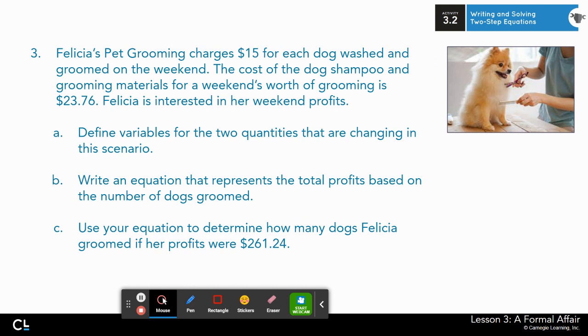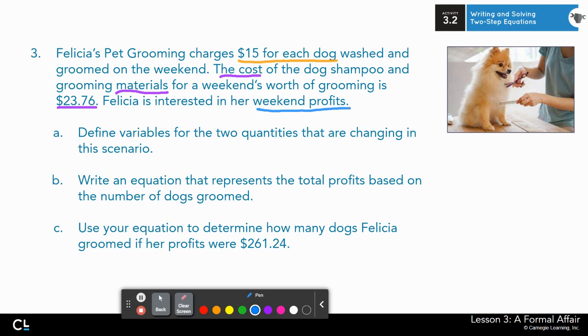Question number 3 says Felicia's pet grooming charges $15 for each dog washed and groomed on the weekend. The cost of the dog shampoo and grooming materials for a weekend's worth of grooming is $23.76. Notice I also underlined the costs and materials and the amount because those are all related. That $23.76 is the cost of the materials.